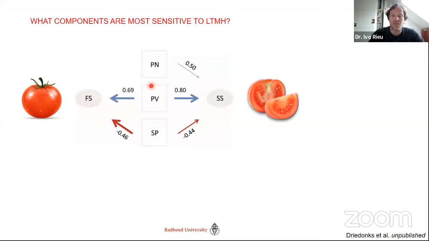So you understand the pollen number, even if it drops dramatically, you might still have enough pollen to get good seed set and good fertility. Something different with pollen viability. So consistently, we see that this trait, pollen viability, really influences seed set and fruit set.